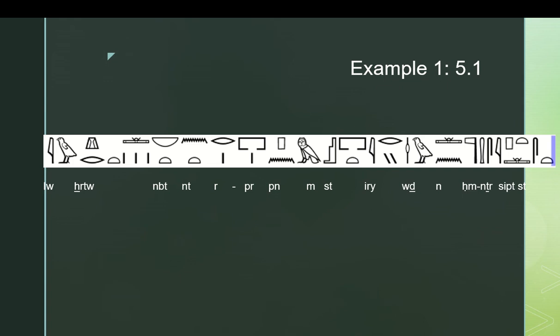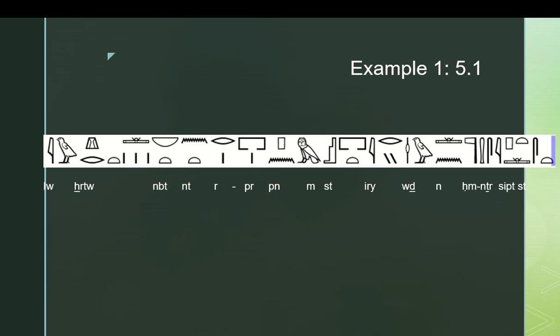Net, that means of, that's our genitival preposition. It's the feminine one, which again matches with our feminine noun. Er-per, that's a noun, it means temple. It's a little idiomatic. You just kind of have to memorize that one because it looks like it could be like to the house or something, but it means temple, literally house of the mouth.